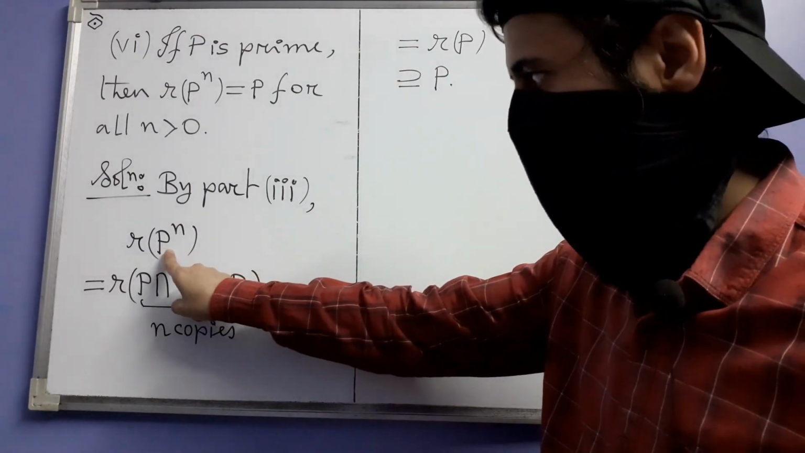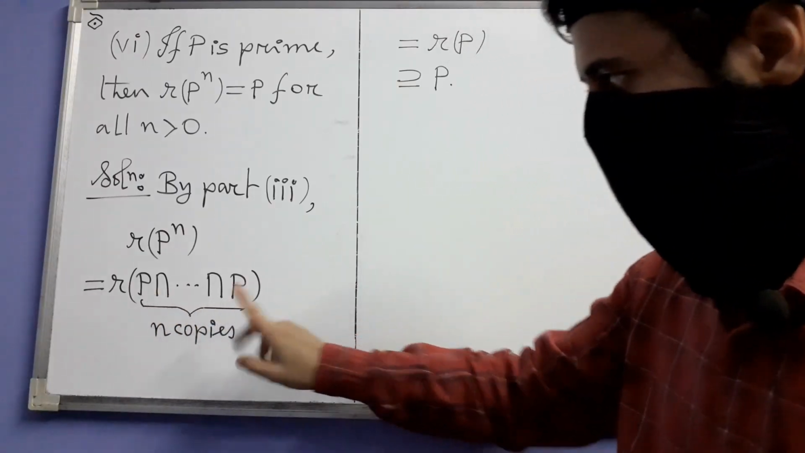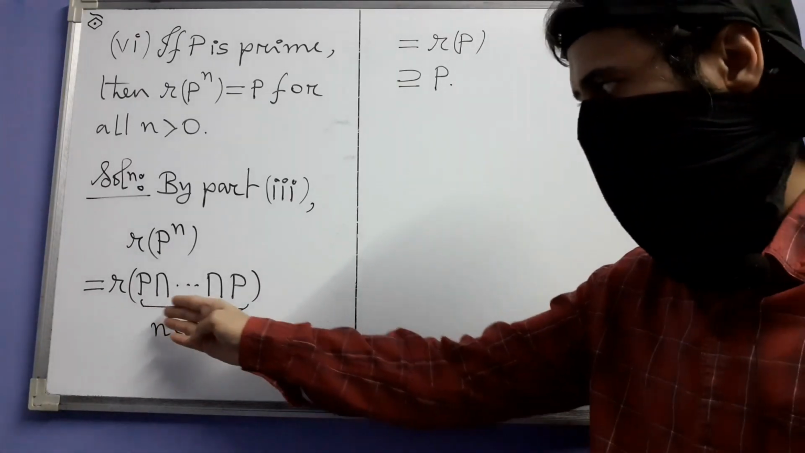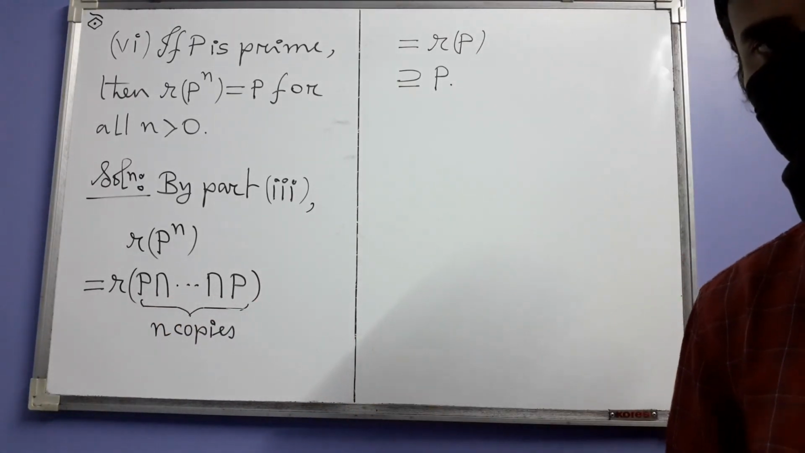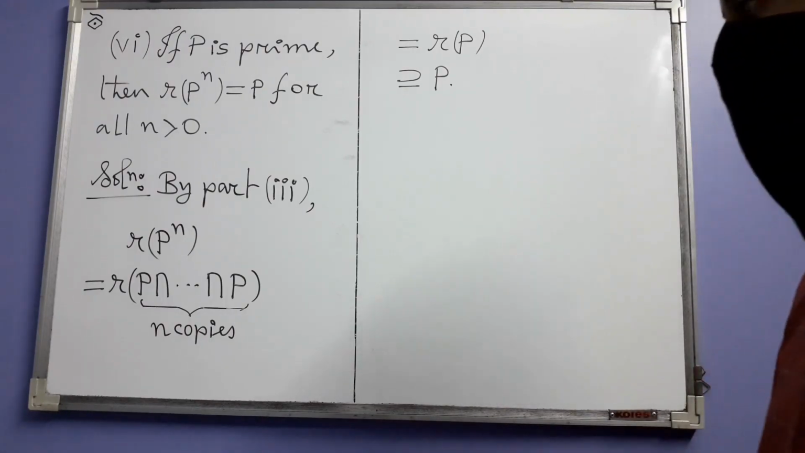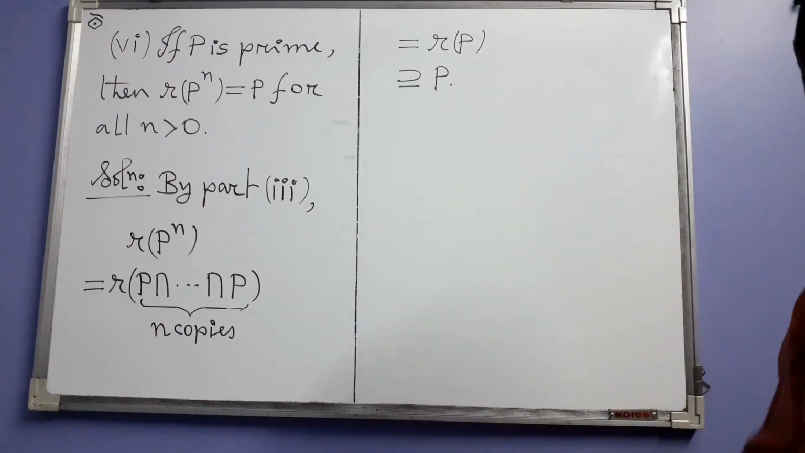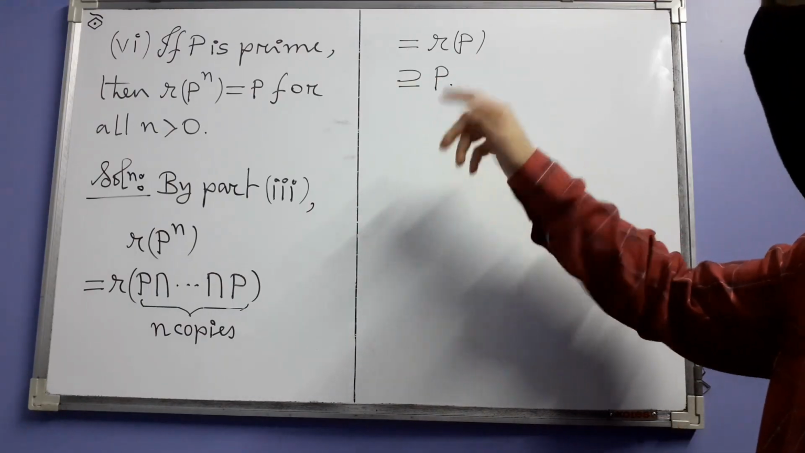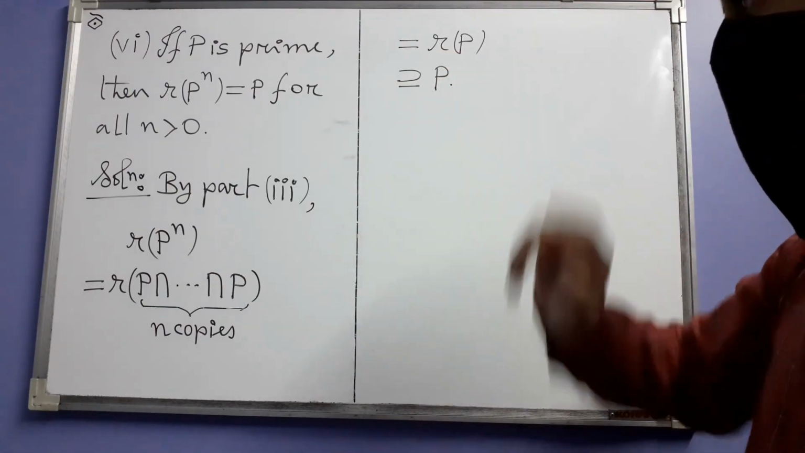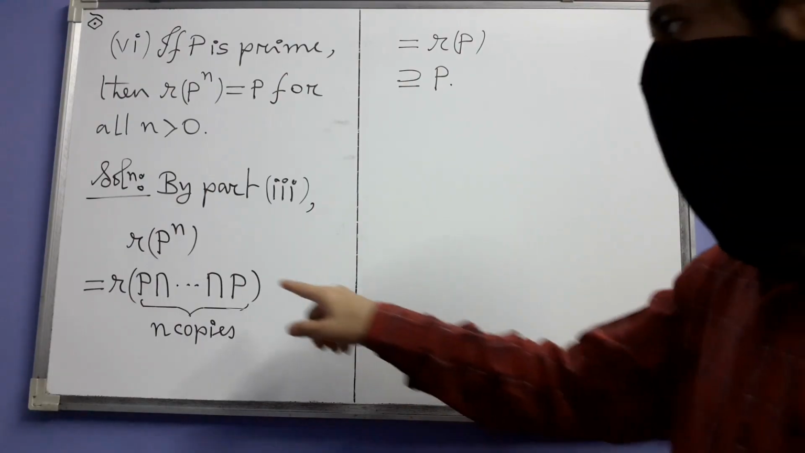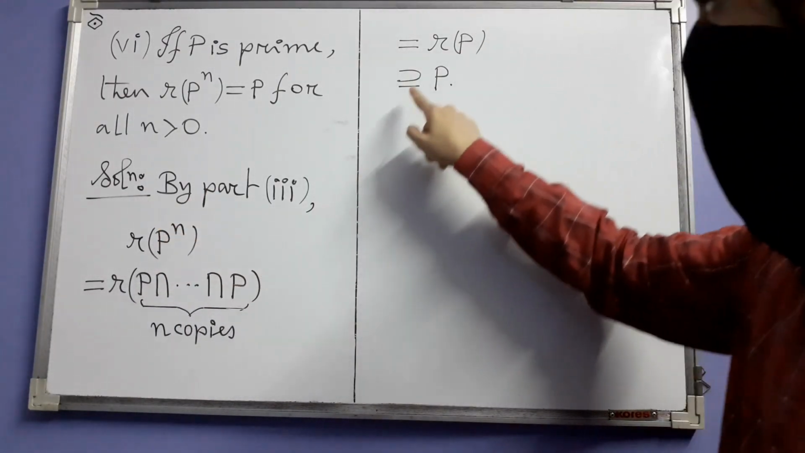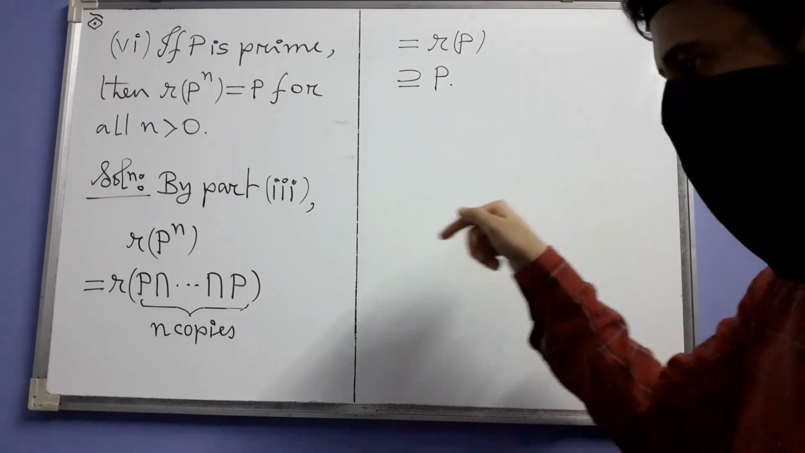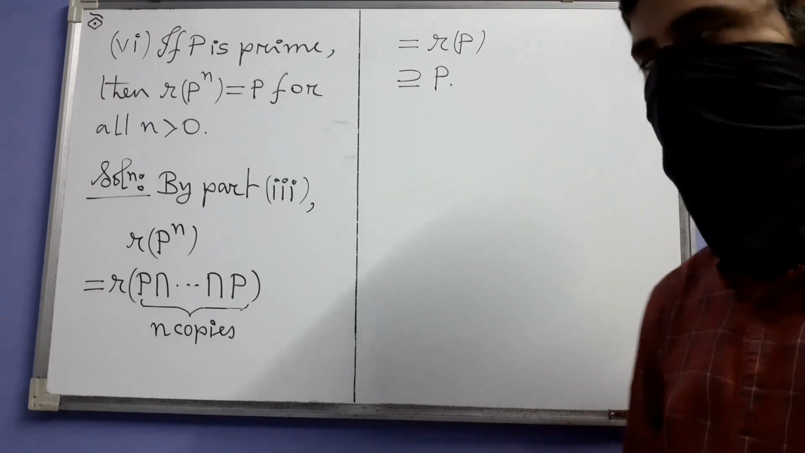So this product is equal to the radical of the intersection, where n copies of P are involved in this intersection. So that of course is the radical of P, and by part 1 we are not writing that anymore, we know that very well. This contains P, so that way we get the fact that this contains P. Now we have to prove the reverse inclusion. So let's see.